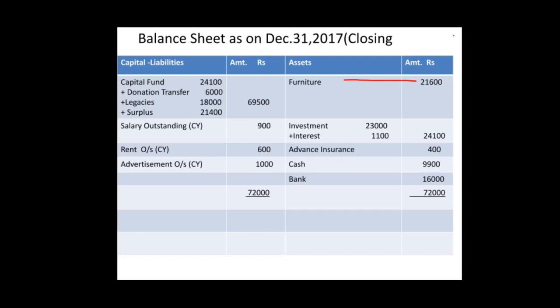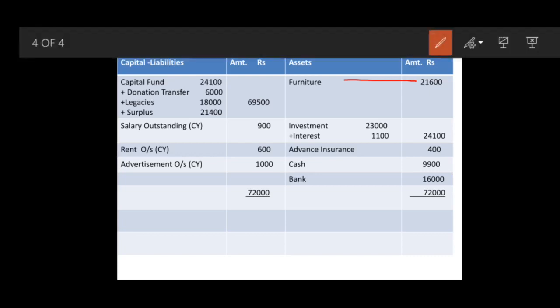Then comes your next, investment. Same treatment of investment. If opening balance is there, then investment you have to write down in the inner column, and then in the outer column plus purchase, and then we have to take it outside. But here also no opening investment is there, so directly write down investment in the inner column 23,000. We have made a tick mark also, so make it in the inner column only.